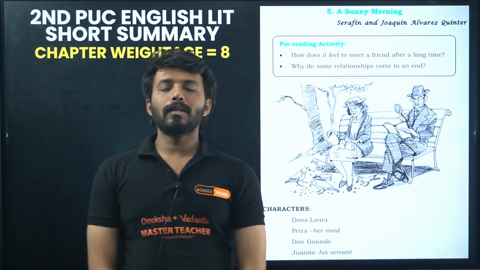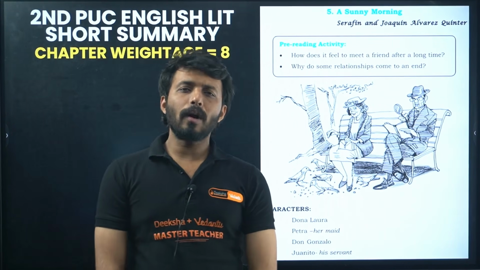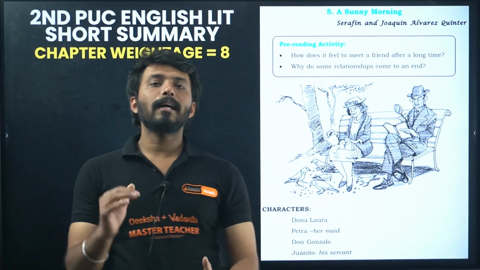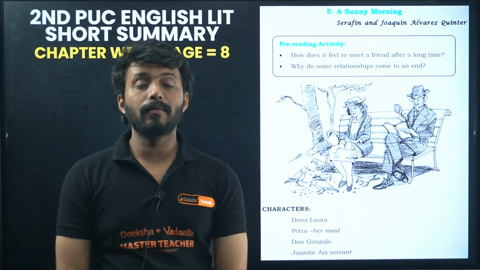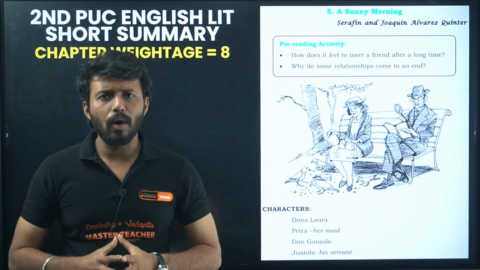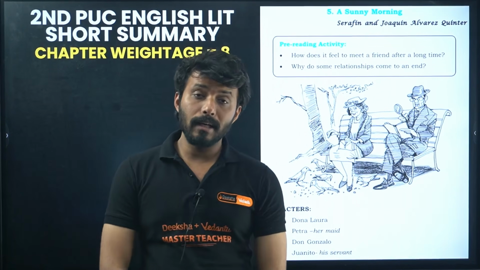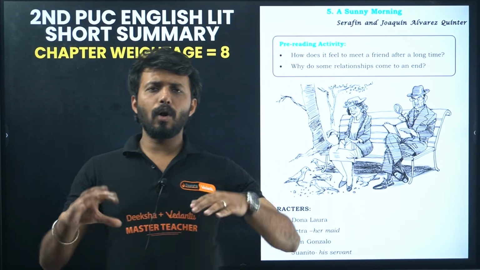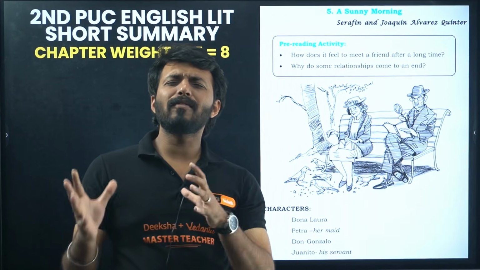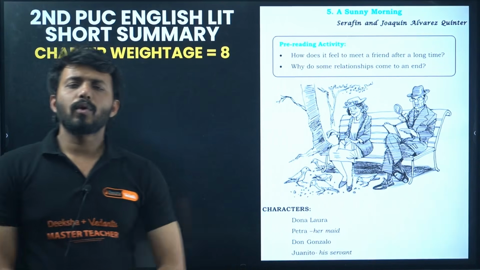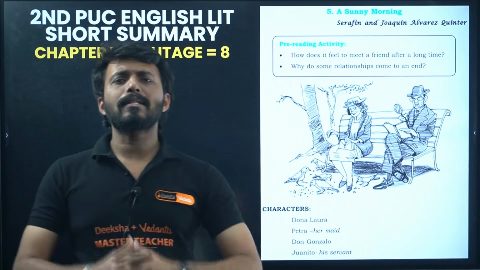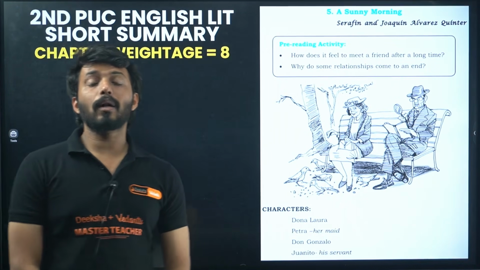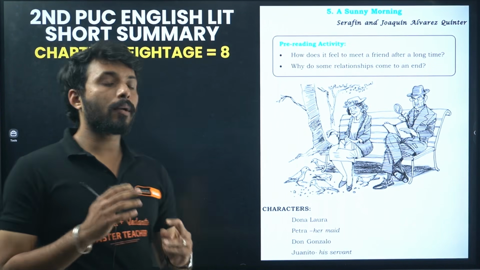Okay. So Donna Laura also notices some of the odd behaviors on Don Gonzalo's part, like he takes a handkerchief and tries to polish his shoes with it, and she comments on that. She also comments on some of the other odd behaviors of Don Gonzalo. So Don Gonzalo also tries to retaliate. Initially they start pulling each other's leg sarcastically. So later Don Gonzalo takes out a book written by Campo Amor.